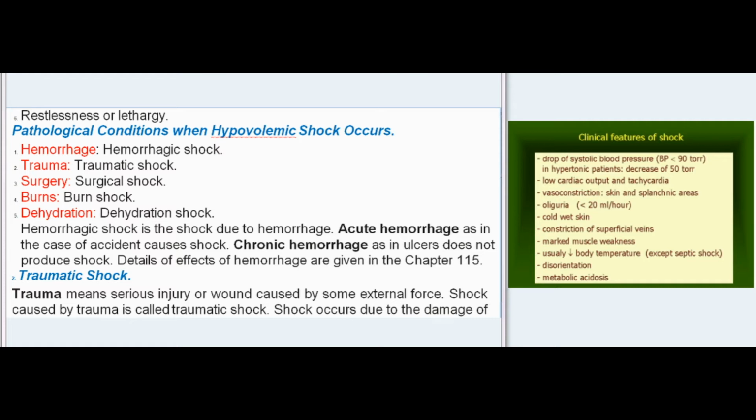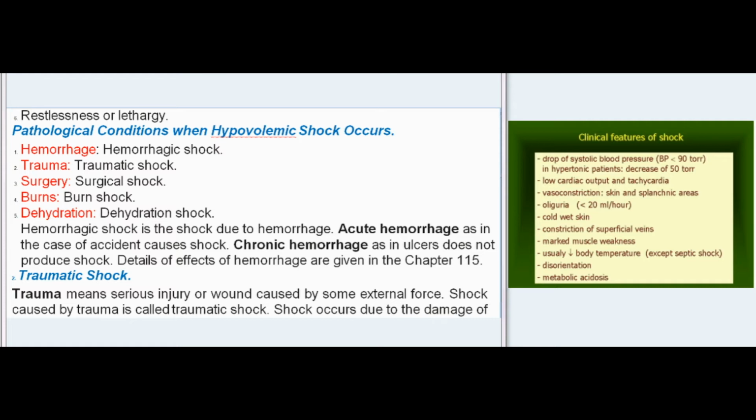Pathological conditions when hypovolemic shock occurs: hemorrhage, hemorrhagic shock; trauma, traumatic shock; surgery, surgical shock; burns, burn shock; dehydration, dehydration shock. Hemorrhagic shock is the shock due to hemorrhage. Acute hemorrhage, as in the case of accident, causes shock. Chronic hemorrhage, as in ulcers, does not produce shock. Details of effects of hemorrhage are given in chapter 115.